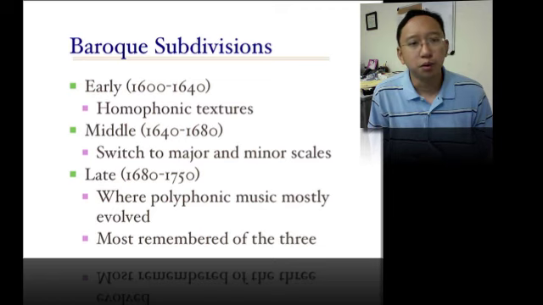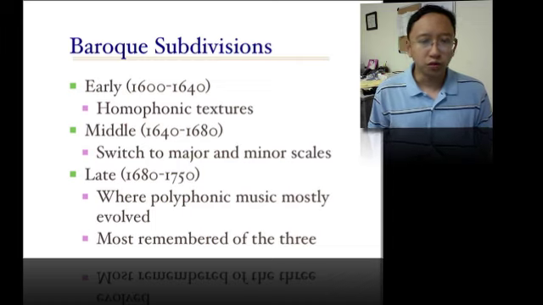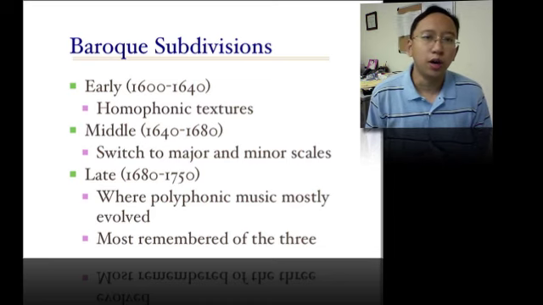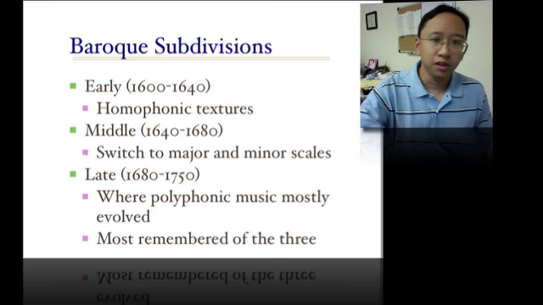Now we could subdivide the Baroque period into three subdivisions of different musical styles: the early Baroque time period between 1600 and 1640, where there were more or less homophonic textures; the middle Baroque period, where there was more of a switch to major and minor scales; and the late Baroque period, where polyphonic music really evolved thanks to the work of Johann Sebastian Bach and George Frideric Handel in particular. It's probably the most remembered of the three subdivisions, and it's going to be the focus of our musical study in this class.